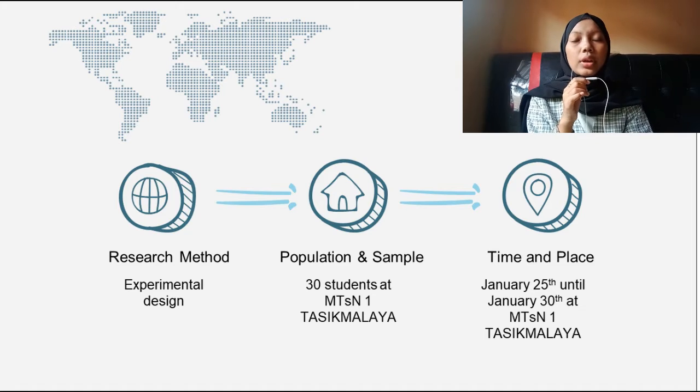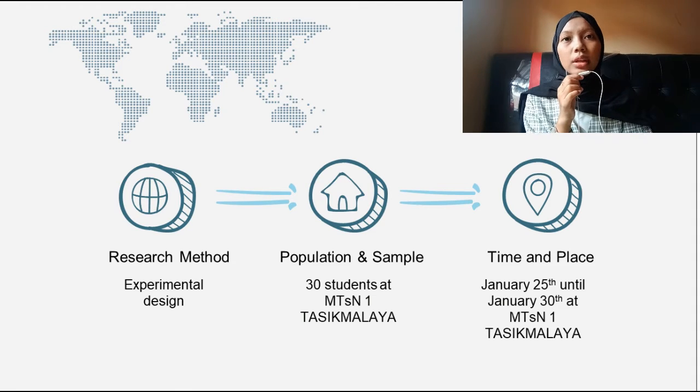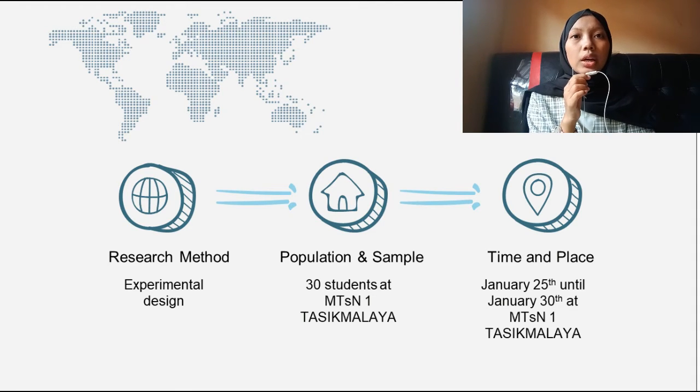The next is about the research method. In this study, I use an experimental design because we want to find out the effect of the independent variable on the dependent variable. The next is population and samples. The population and sample I use is 30 students at MTsN 1 Tasikmalaya. The sample was chosen by using cluster random sampling, which means that the group already exists and is then randomly selected. The research will be held around 25th until 30th January at MTsN 1 Tasikmalaya.